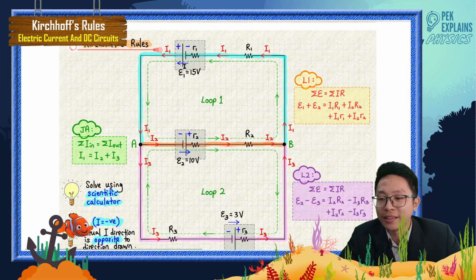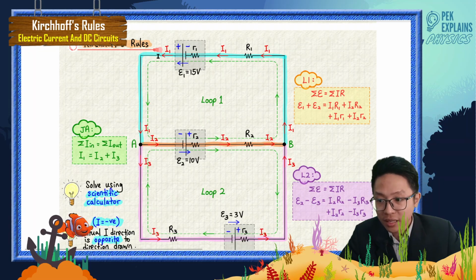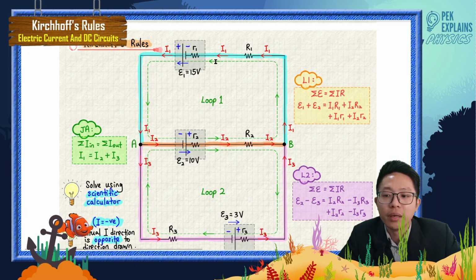No. E1 is to drive the current I1, make the current I1 flow, provide energy. E1 provides energy for current I1 to flow. So actually I1 does not come from E1. I1 comes from behind E1. You see, behind E1 is I1. I1 actually comes from junction B. This I1 does not come from EMF1.